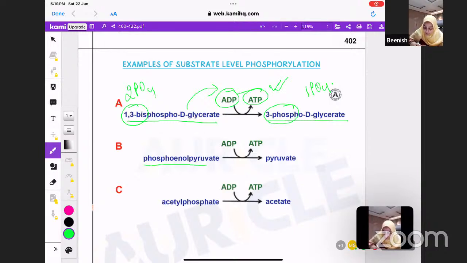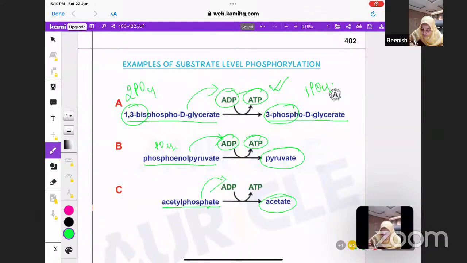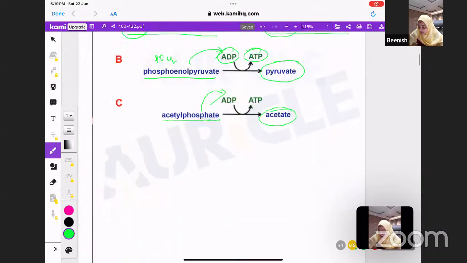Similarly, in this other example, you can see phosphoenolpyruvate. You can see there is a phosphate group in the substrate, but in the product, there's just pyruvate. So what happened? From the substrate, one phosphate was transferred to ADP to form ATP. Similarly, in acetyl phosphate, you can see what is formed here. Acetate is formed by giving this phosphate to ADP to form ATP. So these were a few examples of substrate level phosphorylation.